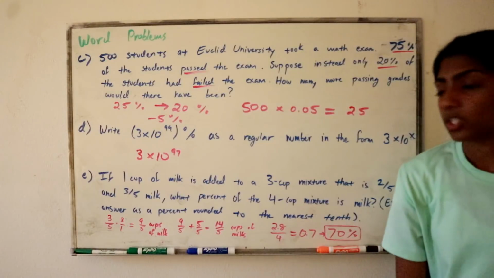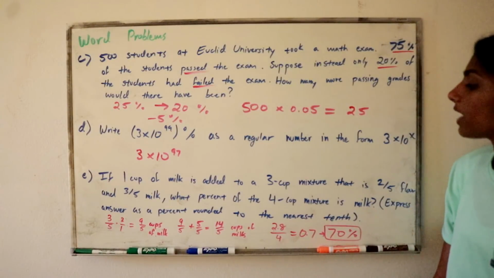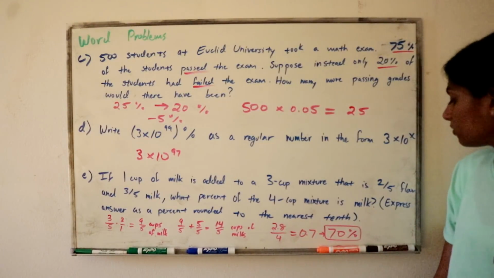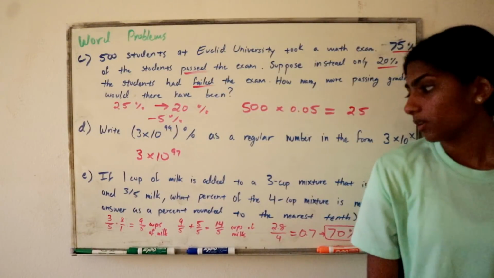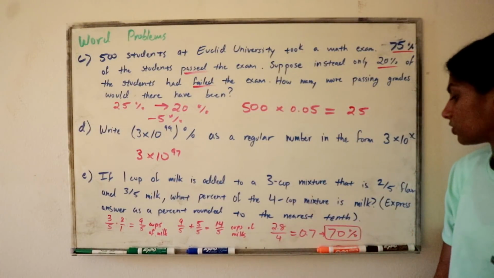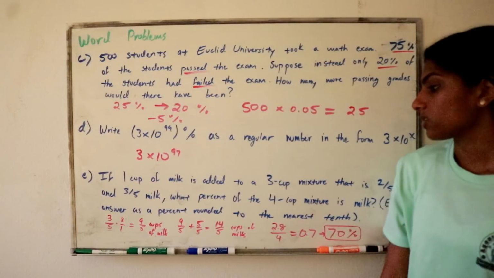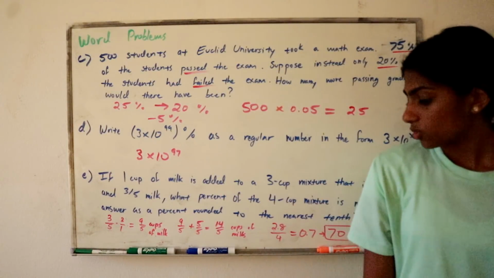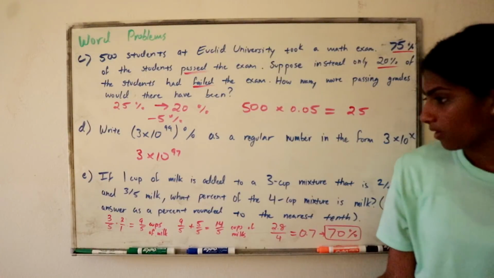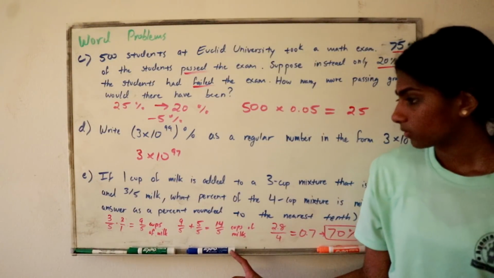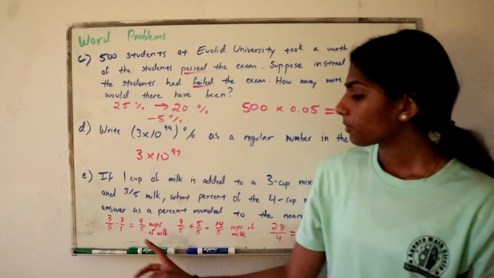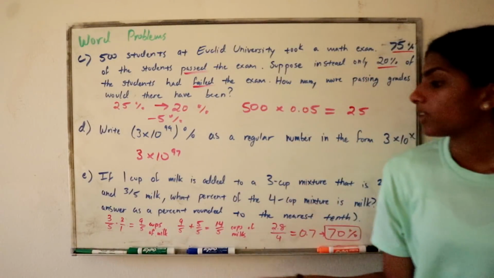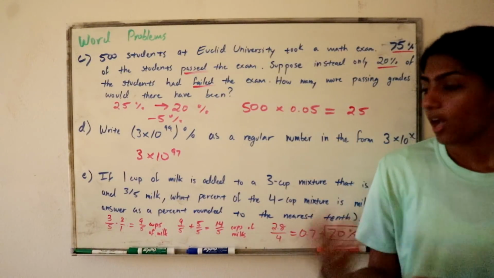Then for our final question, we have if 1 cup of milk is added to a 3-cup mixture that is 2/5 flour and 3/5 milk, what percent of the 4-cup mixture is milk? We want to express this answer as a percent rounded to the nearest tenth. So what we're going to do is first find the amount of milk that we have in cups.